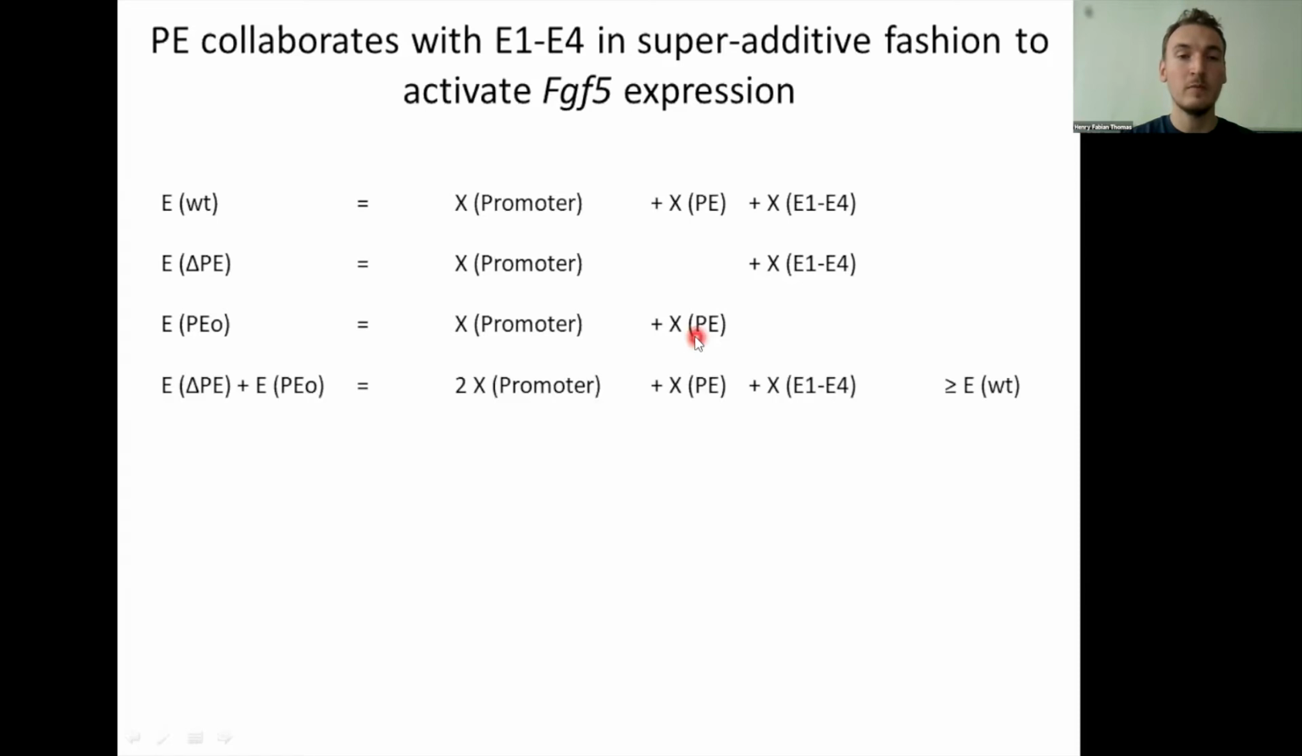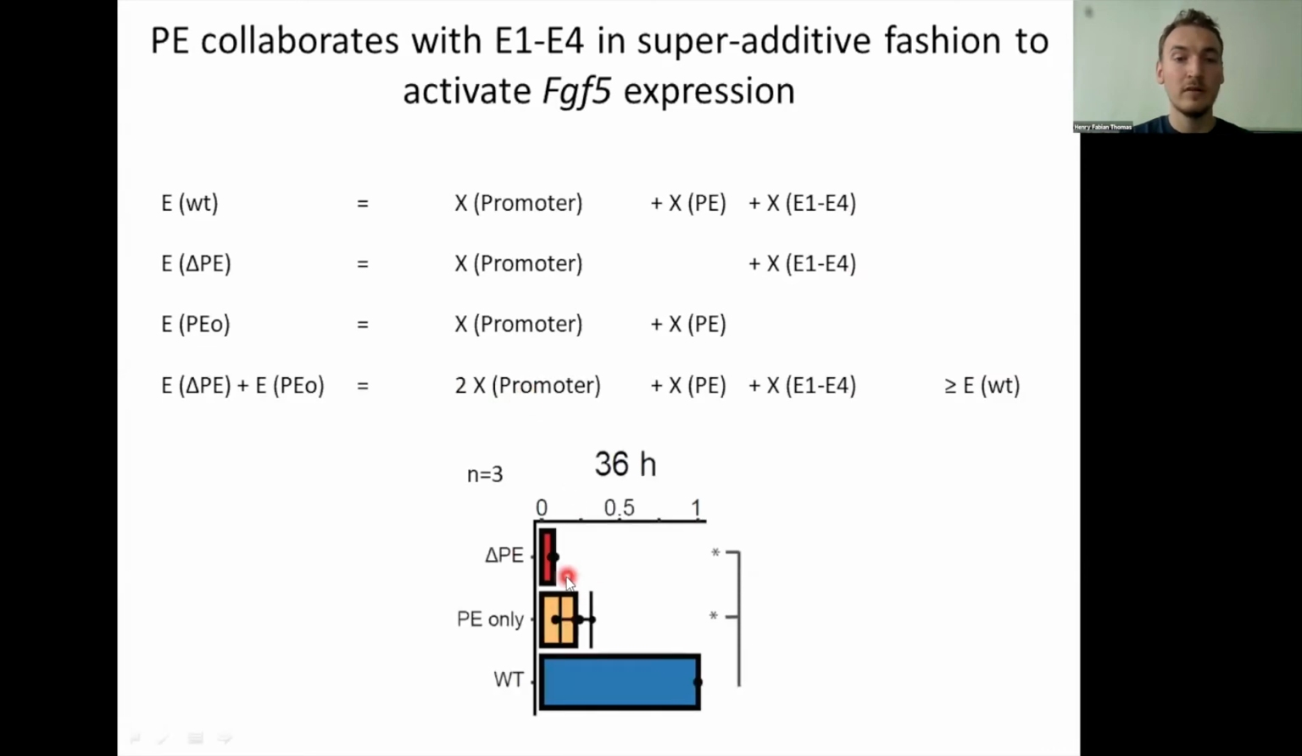Based on this, we would expect that adding up the expression levels in the delta PE and the PE only cell line should bring us back to wild type levels or to even higher levels depending on how strong the promoter contribution is. However, this is not at all the case. Here at 36 hours, the expression levels add up to 50% at most, and the same is also true for other time points. So this tells us that PE acts together with E1 to E4 in a super-additive way.